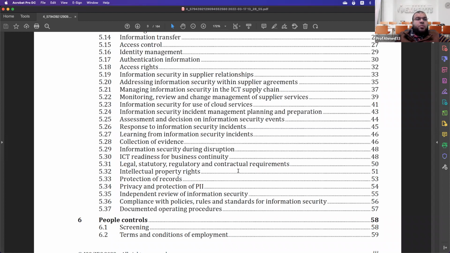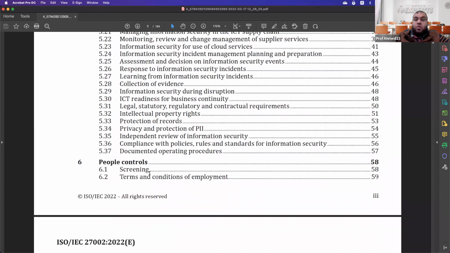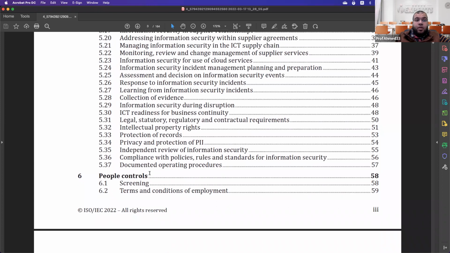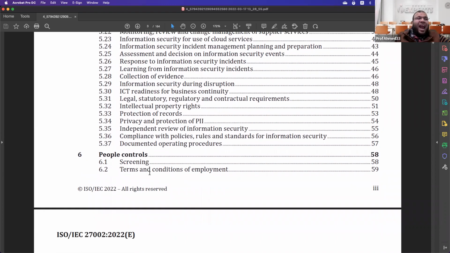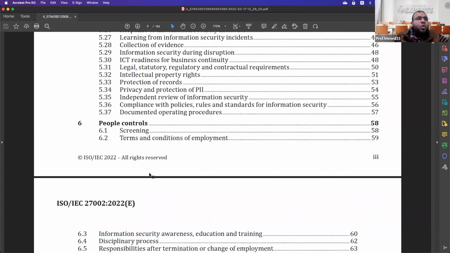Intellectual property rights, protection of records, privacy and protecting the PII, independent review of information security. Yes, you must have an independent review of information security. Compliance with policies, rules, standards, and information security. Documented operating procedures. All of these are among the 37 organizational controls. For people, we have just 8 controls, 8 controls you can find.